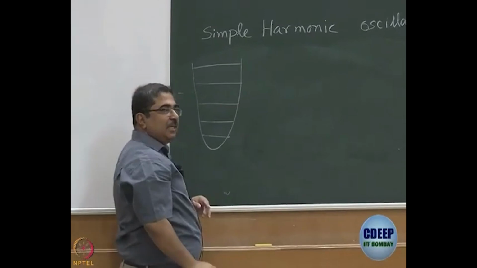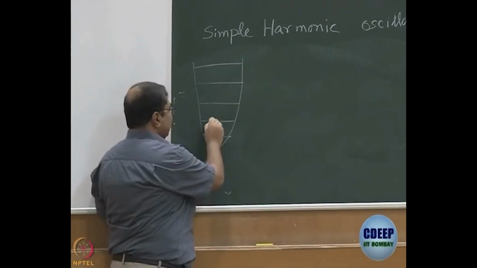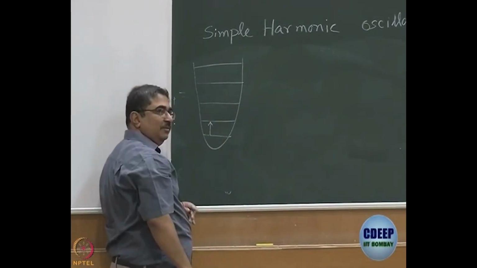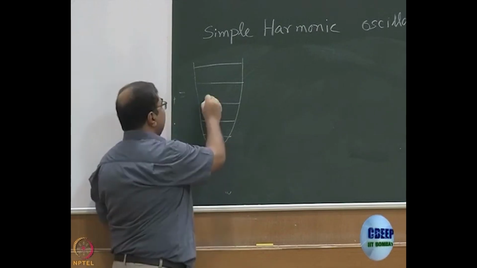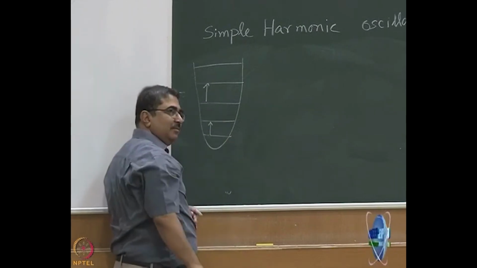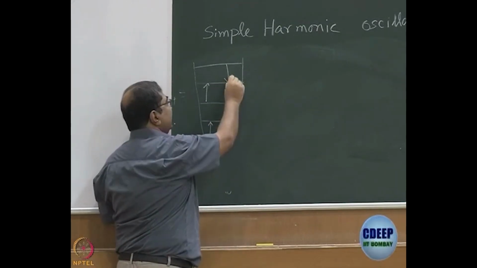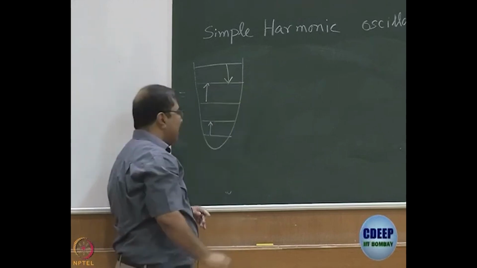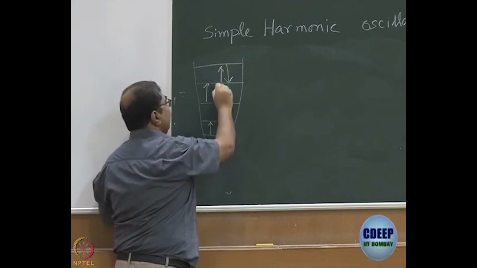Selection rule delta V equal to plus minus 1 tells me that this transition is allowed. This transition is allowed. This transition is also allowed, a downward transition. However, this transition is not allowed.